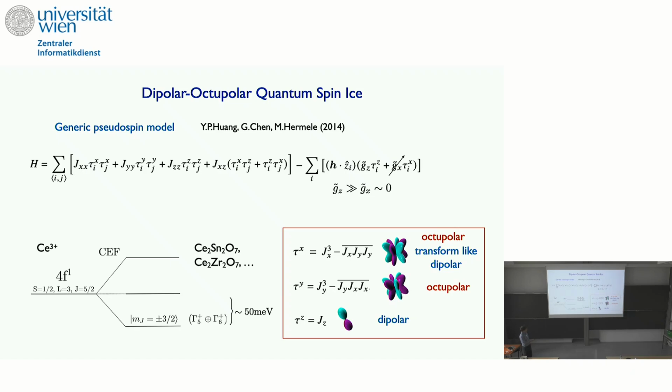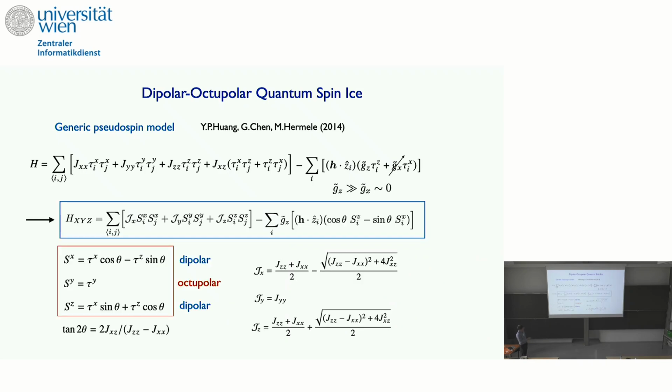And notice that because these two objects are basically octupolar operators, the external magnetic field preferentially couples to the dipolar degree of freedom. So essentially, you only couple to this dipolar degree of freedom, and that will be very important for the physics that I'm going to describe. And so you can simplify this model by making a simple transformation. Basically, you just get rid of this mixing term, then you end up with an XYZ model.